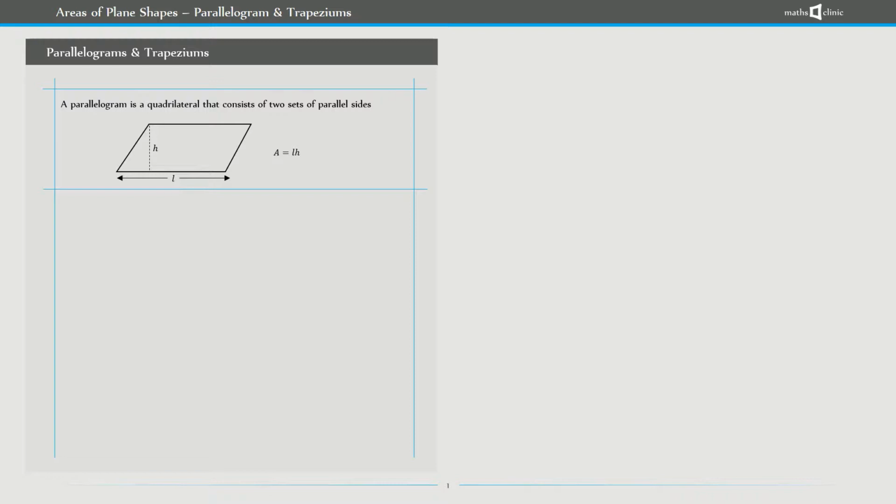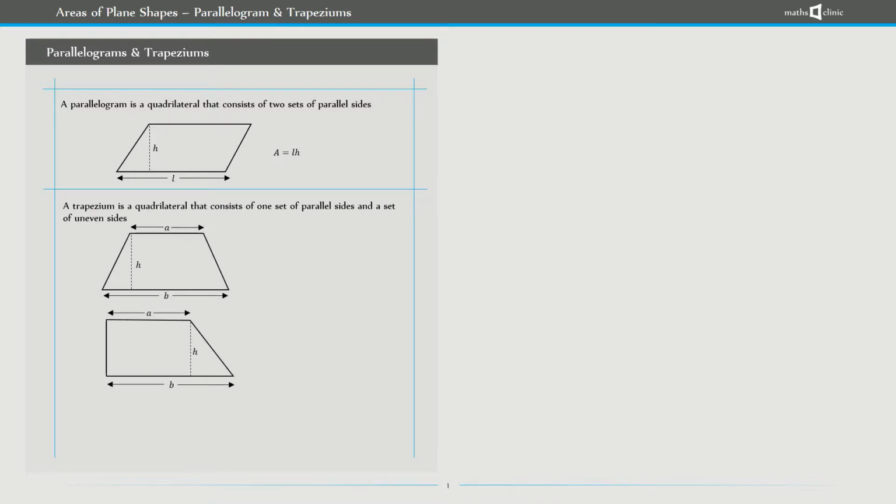Trapeziums are a lot more interesting. A trapezium is a quadrilateral that consists of one set of parallel sides and another set of uneven sides. This is what trapeziums you can have. You can have trapeziums like this. You have a set of parallel sides, like a and b, and then the other set of sides aren't parallel, and they could be anything, to be honest.